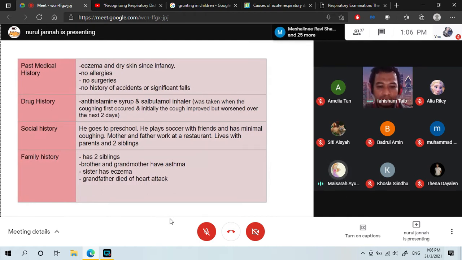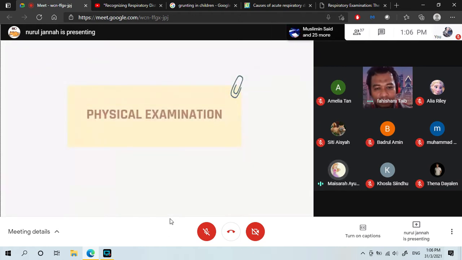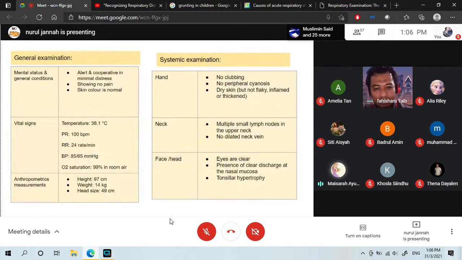Okay, next is physical examination. For the general examination, the mental status and general condition of the patient: he is alert and cooperative, but in minimal distress. But she is showing no pain and the skin color is normal.